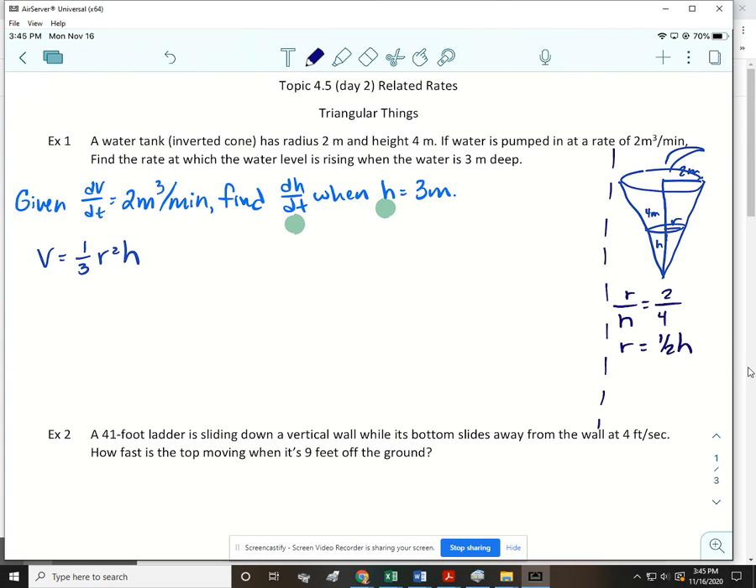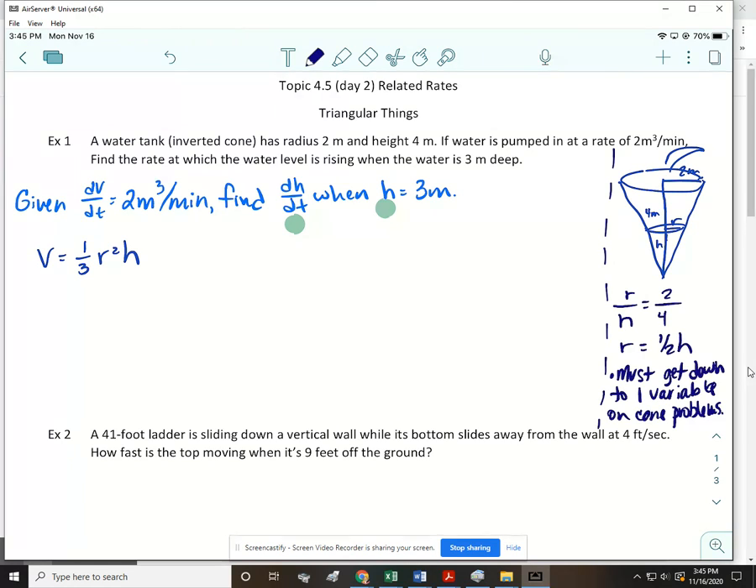Now, one thing I want you guys to make a note of is we always have to do some kind of ratio when we're doing a cone problem. So let's just say we must get down to one variable on cone problems. So that does require some extra work.